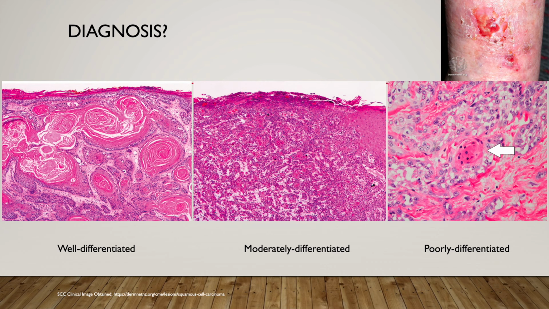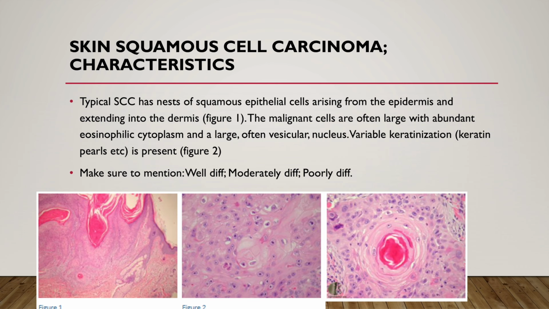Here we have on our top right, irregular erythematous scaly ulcerations, and for this entity you want to specify whether it's well differentiated, moderately differentiated, or poorly differentiated. Yes. So this is squamous cell carcinoma, and these cells have abundant eosinophilic cytoplasm, large, often vesicular nuclei, and variable keratinization. It's important for us to mention on our sign-outs whether it's well, moderately, or poorly differentiated, and whether there is any perineural invasion, and if it's greater than or less than 0.1 millimeter.